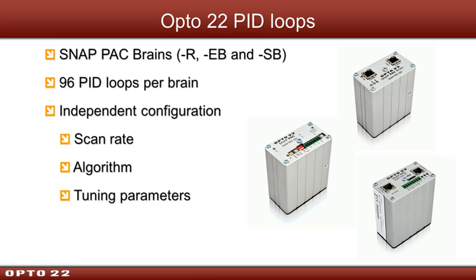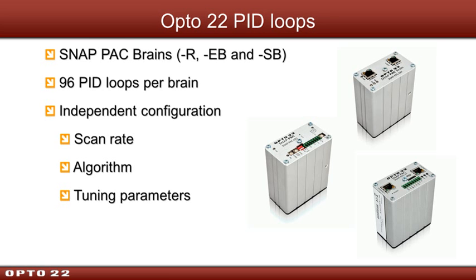So the one thing I do want to point out though is that the PAC S controllers, the S1 and the S2, don't have any PID loops in them. And the reason for that is because they don't have any I/O. And where there's no I/O, there's no need to have any PID loops.